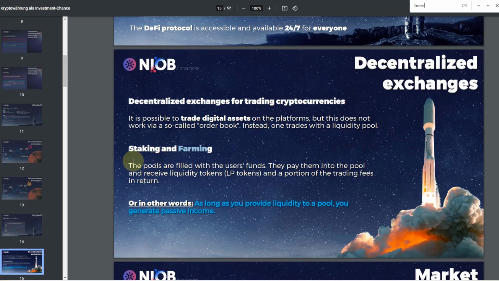So there you go. The pools are filled with the users' funds. They pay them into the pool and receive liquidity tokens and a portion of the trading fees in return. So what does that mean? I'm going to show you how that works in a minute.